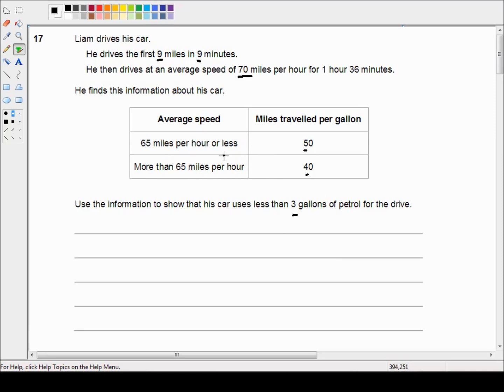Now, if we're going to be really brutally honest, when we're told 65 miles per hour he gets 50 miles per gallon, what we're actually saying is he can get anywhere from 45 miles per gallon to 55 miles per gallon, but not including 55 miles per gallon. And 40 miles per gallon actually means anything from 35 miles per gallon up to, but not including, 45 miles per gallon. So that's what these figures technically mean.